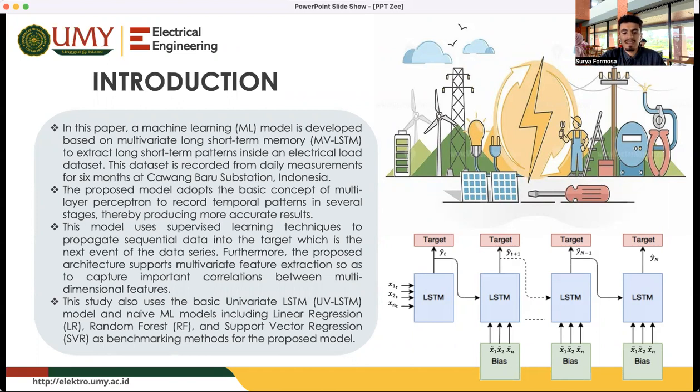This model uses supervised learning techniques to propagate sequential data, where the target is the next event of the data series. The proposed architecture supports multivariate feature extraction, capturing important correlations between multi-dimensional features. And the last thing, this study also uses a basic univariate LSTM, called the UV-LSTM model, and naive ML models, including linear regression, random forest, and support vector regression.